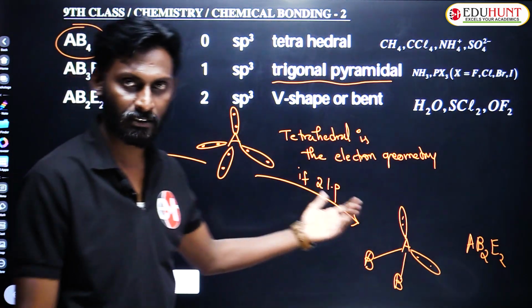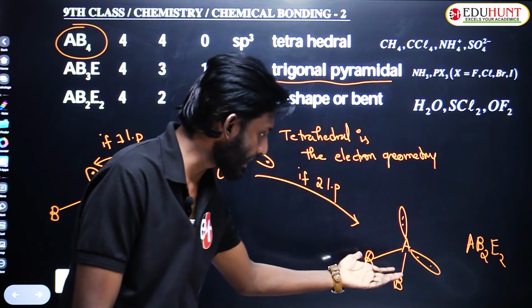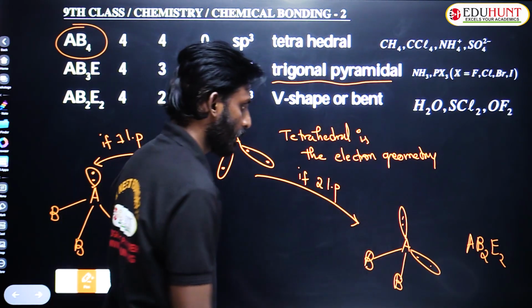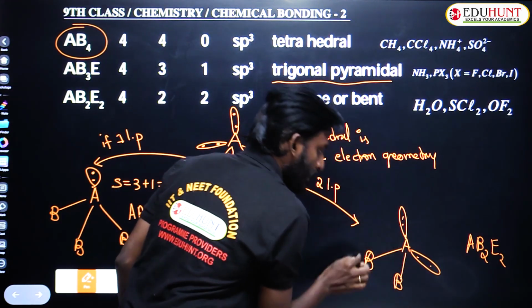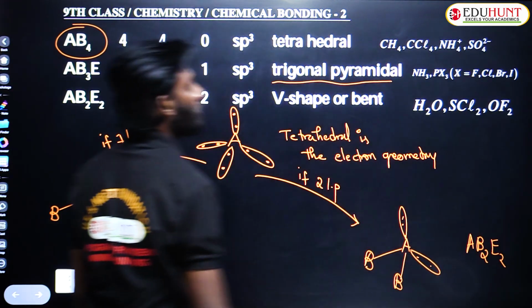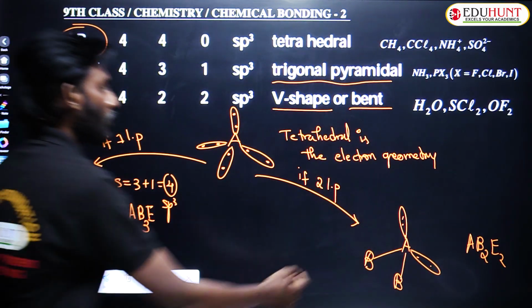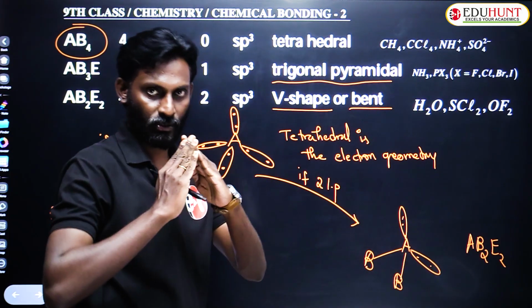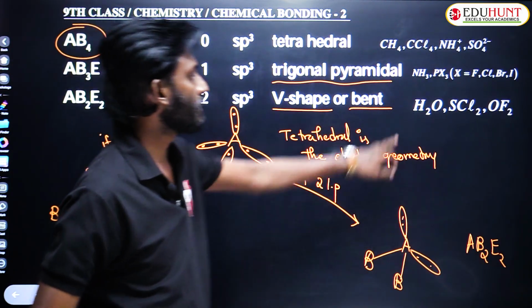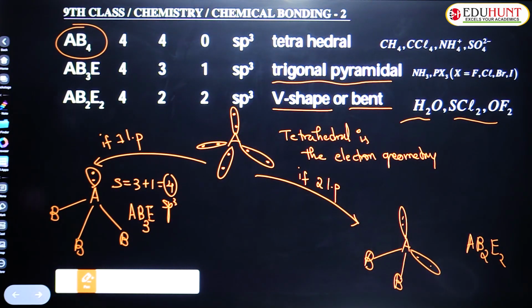So the electron geometry is tetrahedral only, but the shape is going to be different. When you have to determine the shape, don't consider the lone pair. Then this looks like a bent molecule, angular, V shape. This is going to be V shape, or sometimes it is called angular or bent molecule. Examples: H2O, SCl2, OF2, like this. I hope you understand this.